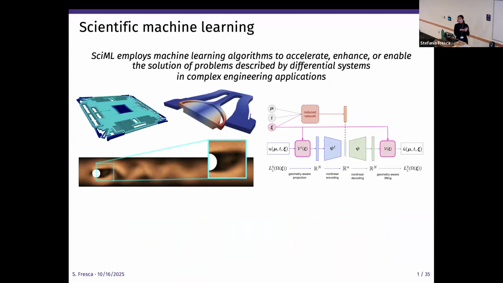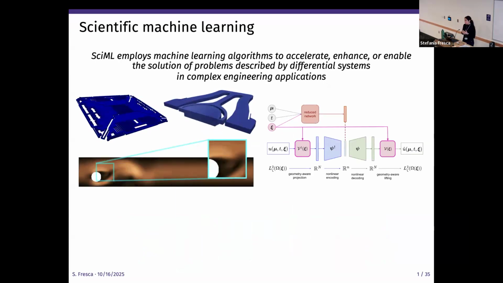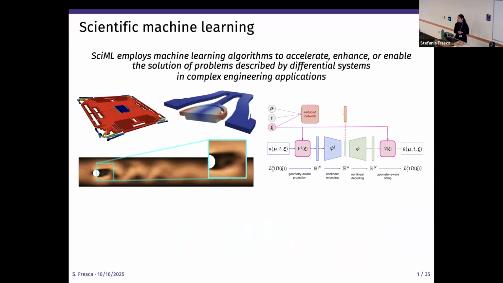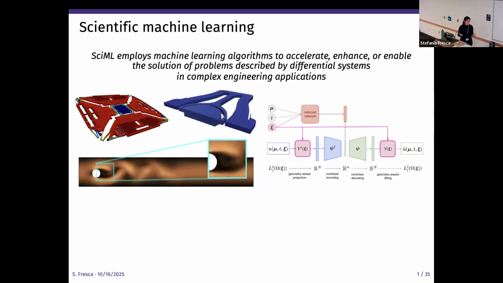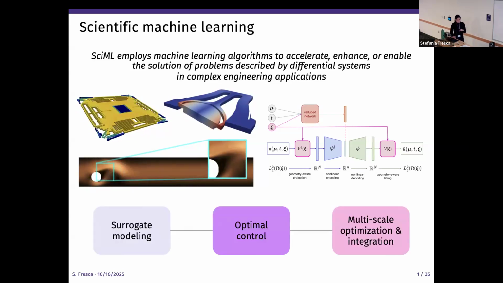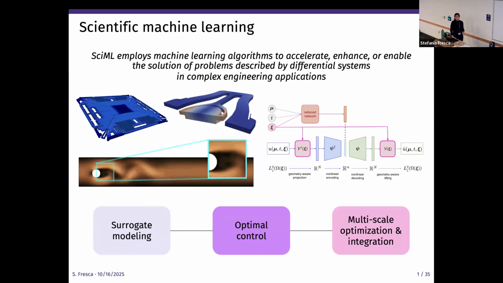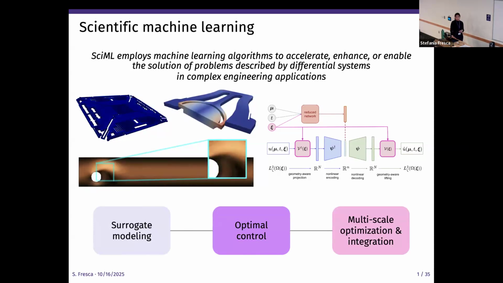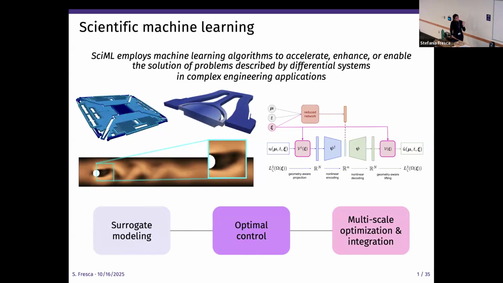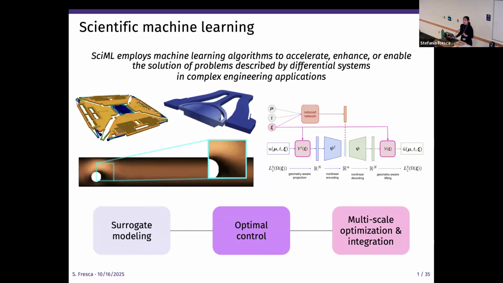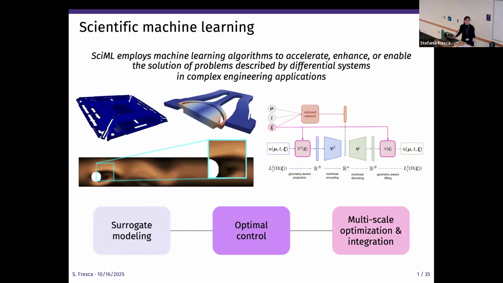We focus on scientific machine learning, and SciML is the field which employs machine learning algorithms to accelerate, enhance, or even enable the solution of problems described by means of differential equations in engineering applications. In particular, we focus on three main areas: surrogate modeling, optimal control, and multi-scale optimization and integration. But during this talk, I will mainly focus on surrogate modeling and on a particular kind of surrogate modeling, which is reduced order modeling.